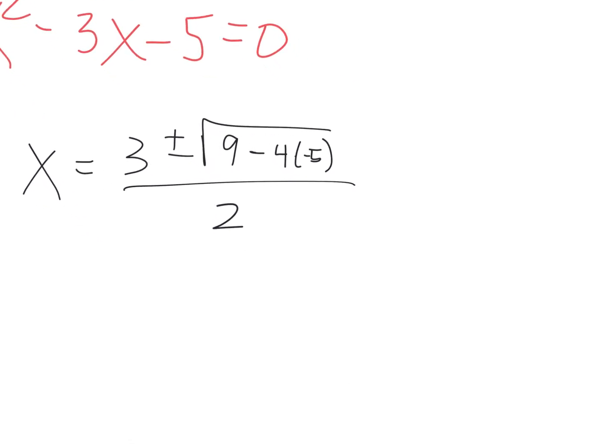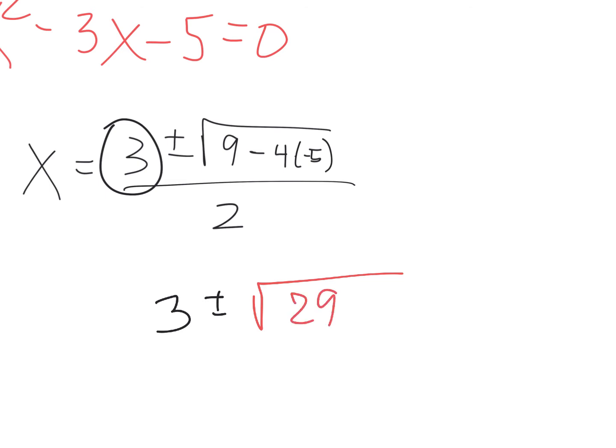So your final answer, you'd have to put this into your calculator. They ask for this part first, and then the plus minus is already there. And then they ask for this part next. I'm going to make it red. Square root of, and that's 9 plus 20 is 29. And then they ask for this part last, all over 2.